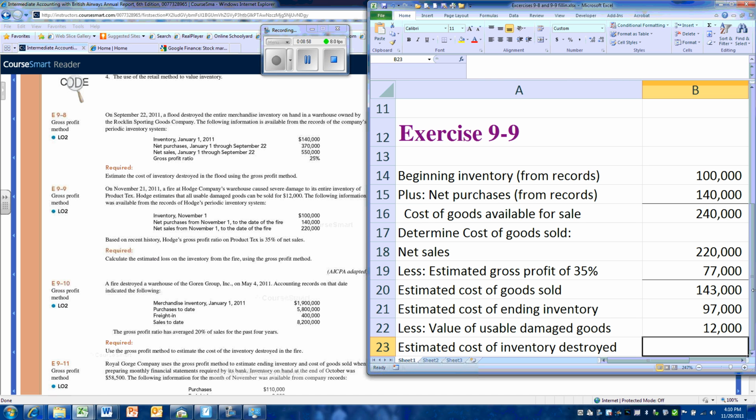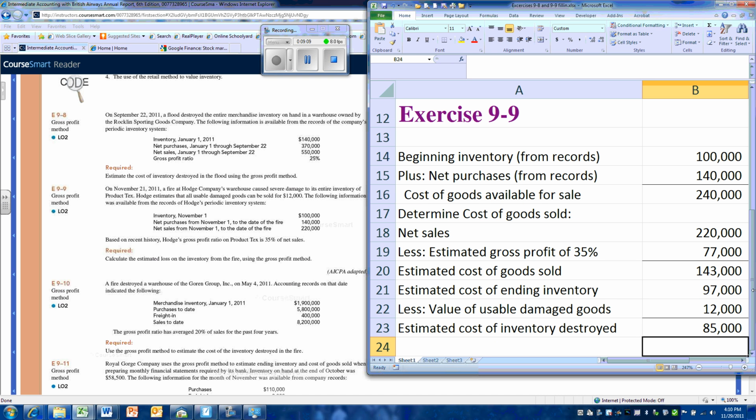Well, we're going to be able to recoup $12,000 from the sale of the damaged goods, meaning the value of inventory that was destroyed was the $97,000 minus the $12,000. So again, a very useful method in accounting that is frequently applied in financial, managerial, auditing, and forensic accounting.